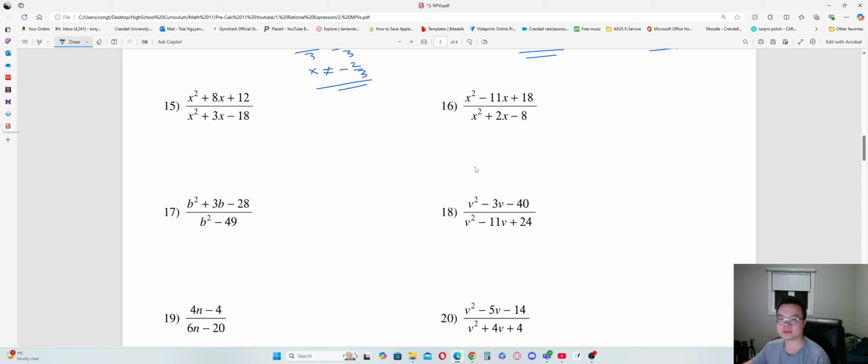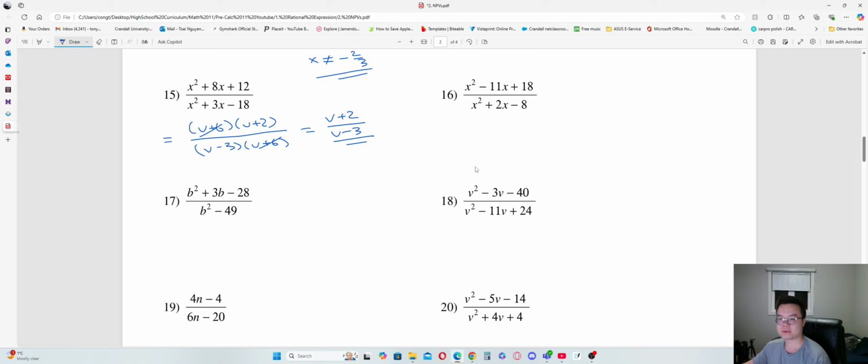So here, let's simplify by factoring first. So I'll have v plus 6, and then v plus 2 for my numerator. Denominator, I will have v minus 3, and then v plus 6. Yeah, I just double check. So v plus 6 cancels out. I will have v plus 2 over v minus 3 as my simplified answer. Then my NPV is v cannot be equal to 3, and then v cannot be equal to negative 6.